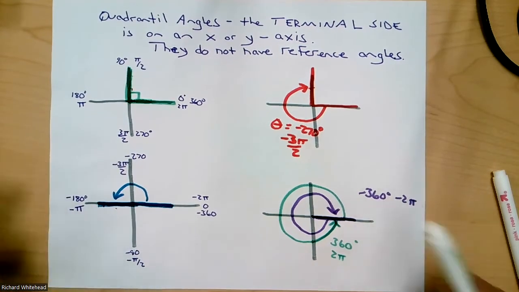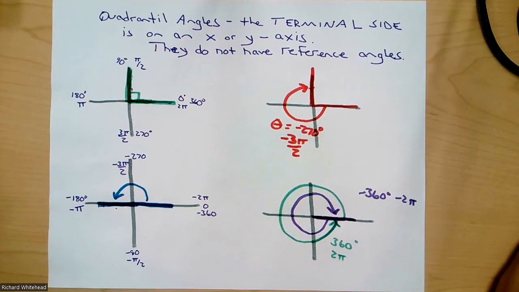Anyway, so quadrantal angles, their terminal side is on an axis. They do not have reference angles.